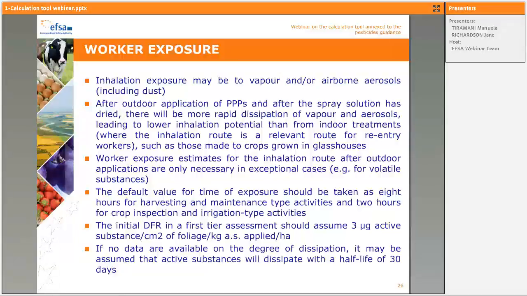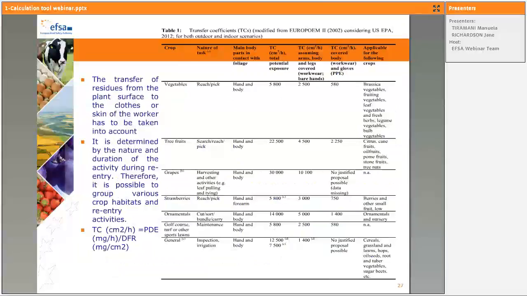Also, another point where refinement might be done is related to the dissipation of chemical on a crop. And the working group went for a sort of conservative approach, considering many data of half-life for pesticides, indicating that it might be up to 30 days, and that therefore this is the value used for the first-year approach and assessment.